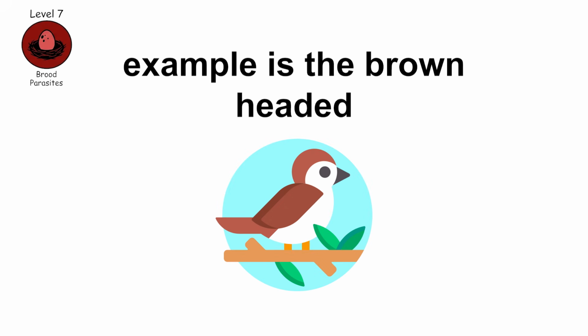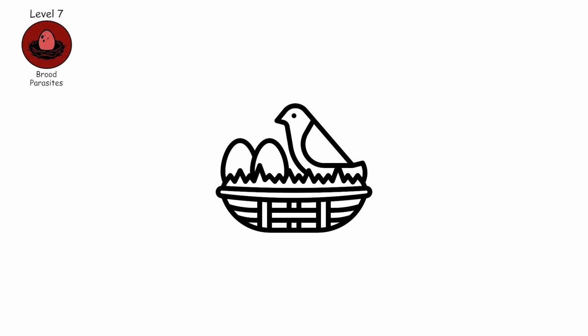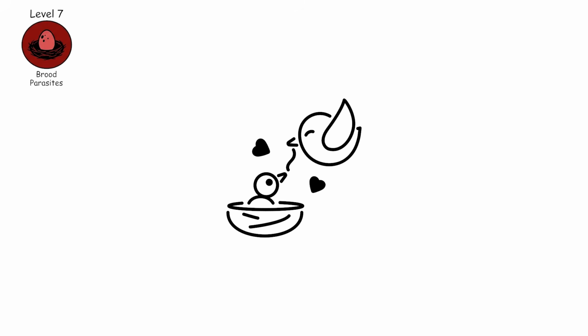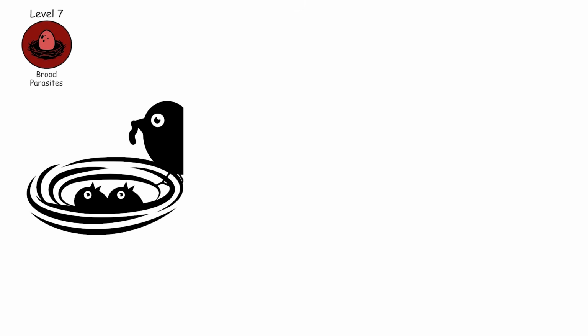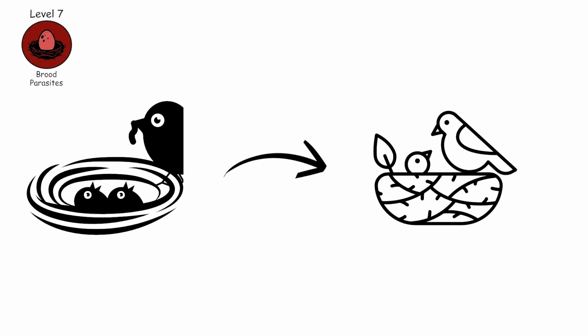Another well-known example is the brown-headed cowbird in North America. Cowbirds lay their eggs in the nests of many different bird species. The host birds then raise the cowbird chick as if it were their own. Because cowbird chicks often grow larger and demand more food, they can sometimes outcompete the host's own young.